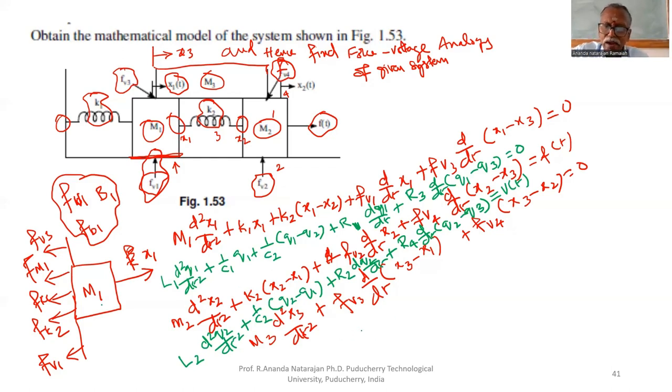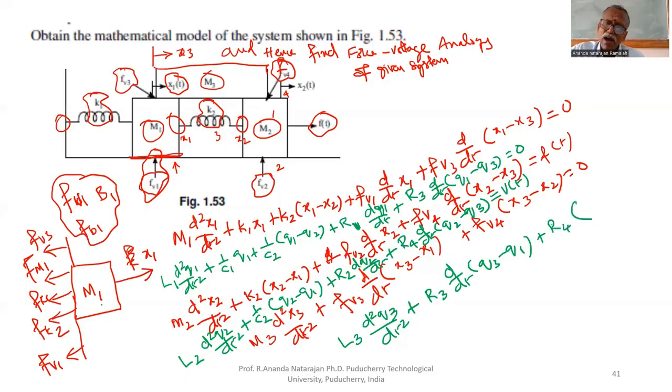Here we can write the third equation: L3 d square q3 upon dt square plus fv3 is r3 d upon dt of q3 minus q1 plus R4, which we already wrote. We have reversed that: Q3 minus Q2, d upon dt of Q3 minus Q2 equal to 0.